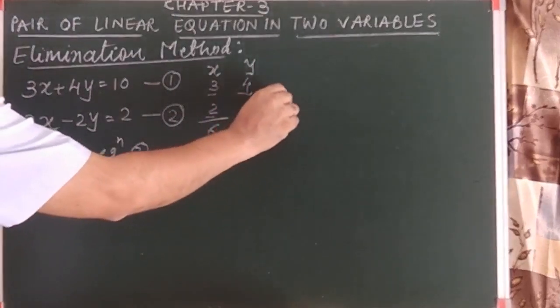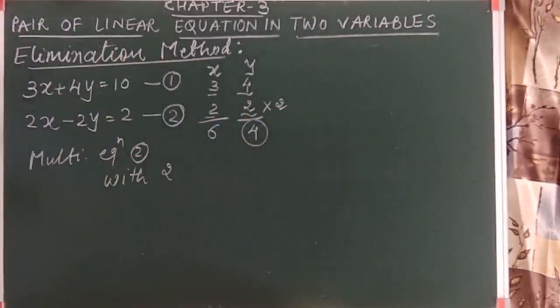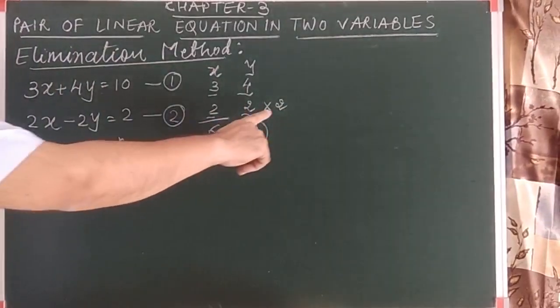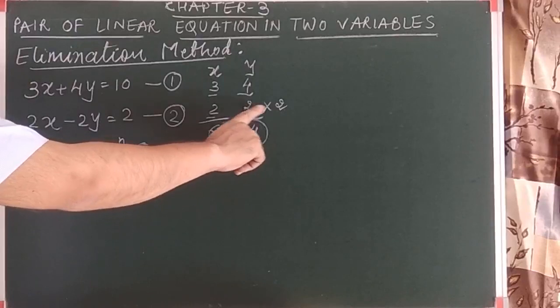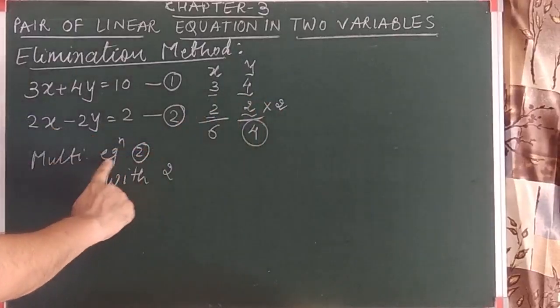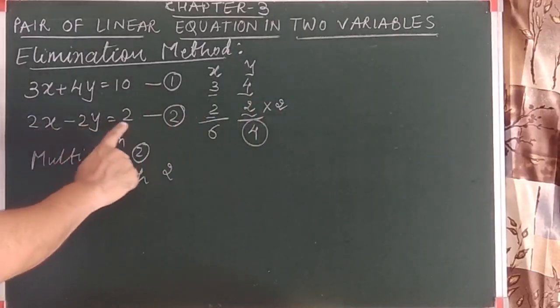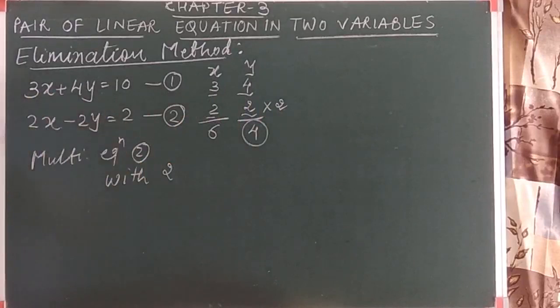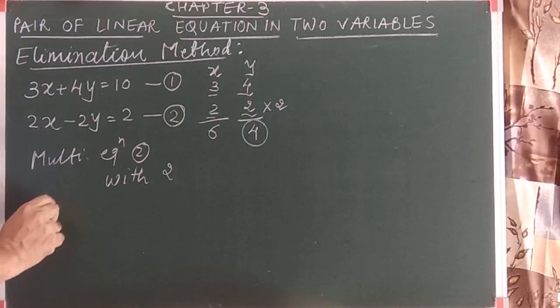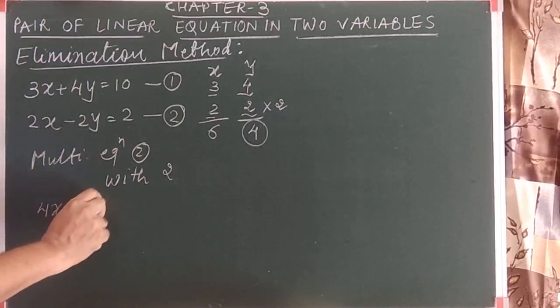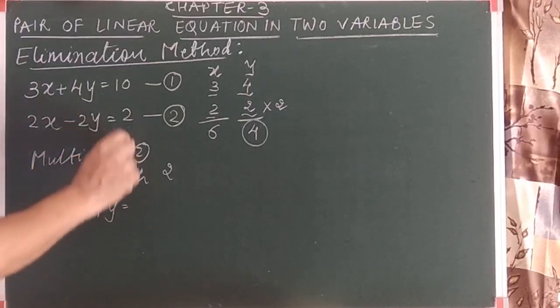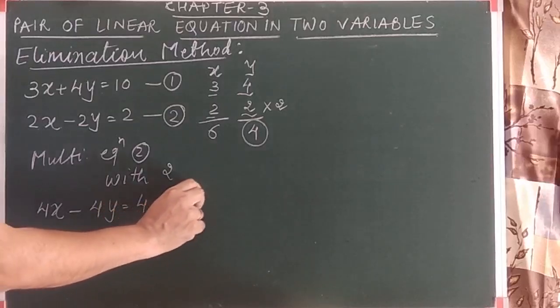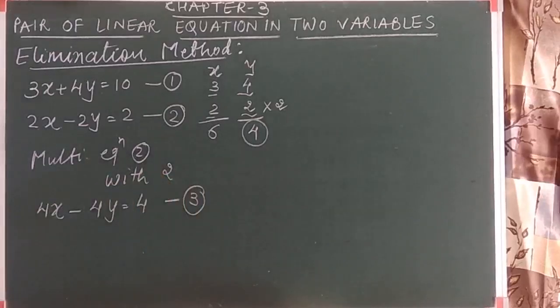अगर मैं 2 को 2 से मल्टीप्लाई करूंगा, so 2 2s are 4. But we are not supposed to multiply only the y variable with 2. We are supposed to multiply the whole equation with 2. पूरे इक्वेशन में जितने भी टर्म्स हैं सबको 2 से मल्टीप्लाई करना. So when I multiply by 2, I'll get 4x, I'll get minus 4y, and I'll get 4. So this is the new equation which I obtained, equation number 3.